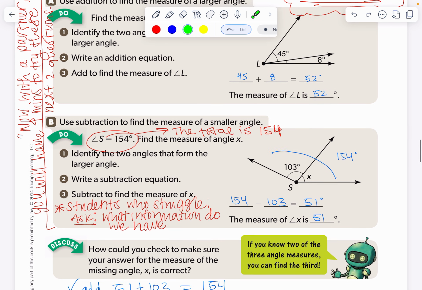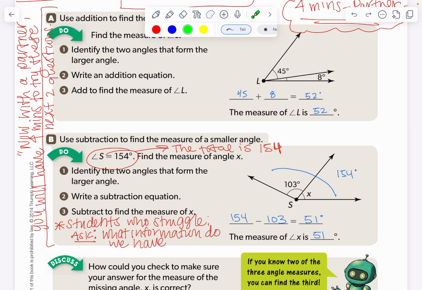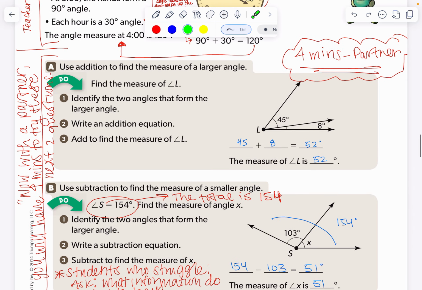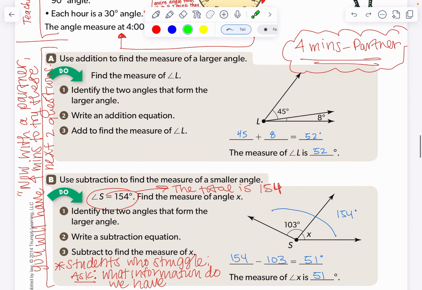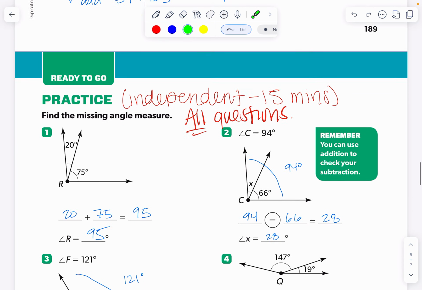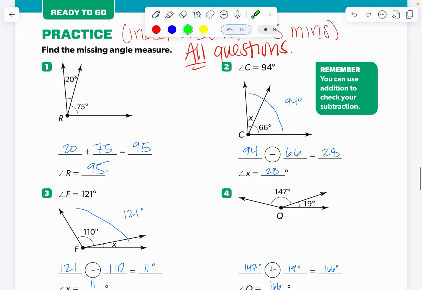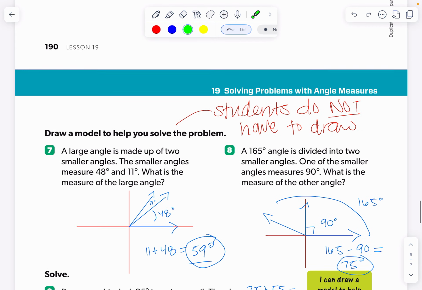Okay, if students struggle, you can ask them, well, what information do we have? What information are we missing? That will direct students to know whether they need to add or whether they need to subtract to find the unknown part. Then you can launch students into partner work or independent work for about 15 minutes where they are identifying whether they should be adding or subtracting to find the unknown as you circulate to support them.